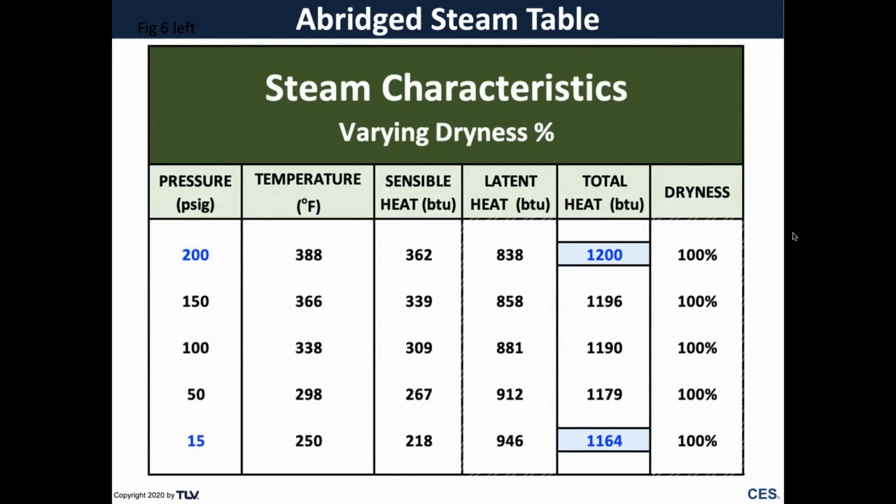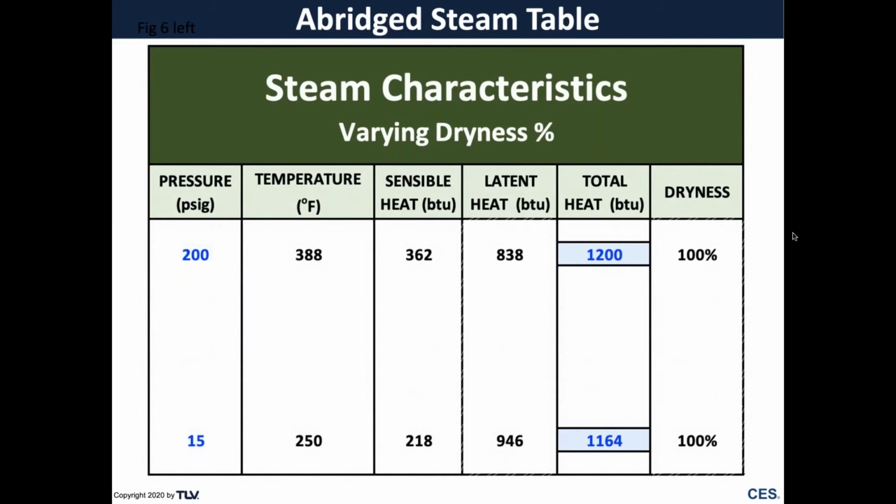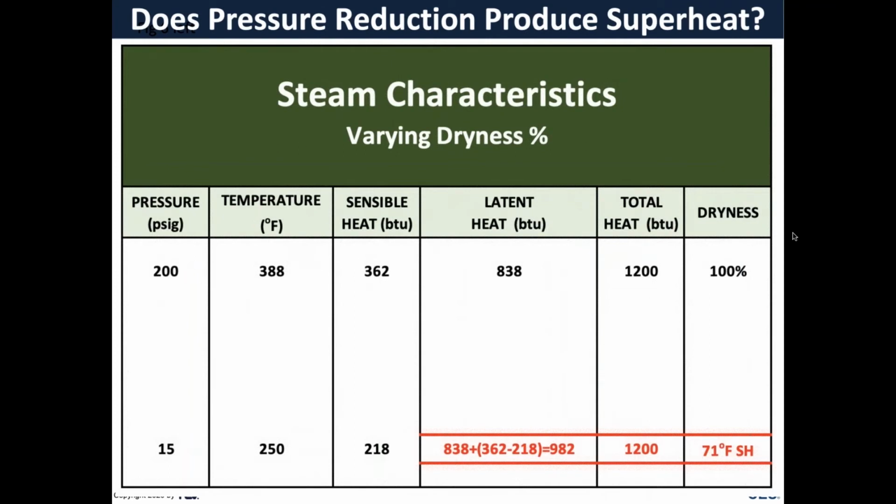Because what people say to me all the time, I've been doing this for like 43 years, and I can't tell you how many times people have come to me with this question. Jim, we're going to do pressure reduction from 200 psi or 150 psi to 15 psi. And we're worried because the total heat at 200 is 1200 BTUs, and it can only take 1164 BTUs at 15 psi. So take a look at what's going to happen, Jim.